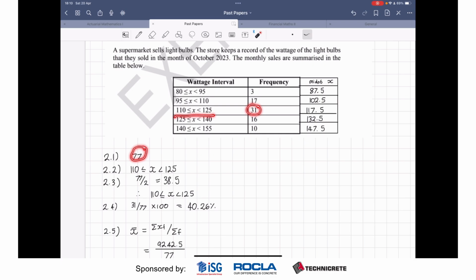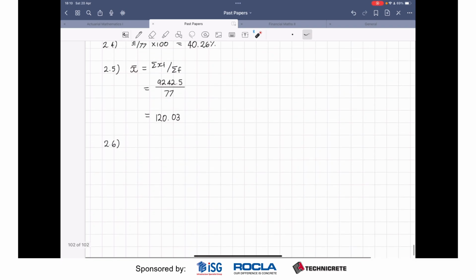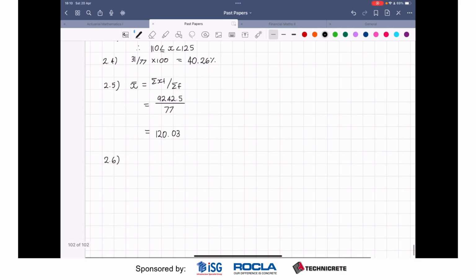And now that I want it as a portion of a pie chart, instead of having times 100, I'm going to have times 360, so that it's proportionate to the 360 degrees, the total angles of a pie chart. So this is my fraction of the most popular sales multiplied by the total number of angles in the circle of a pie chart, and I get 144.94.